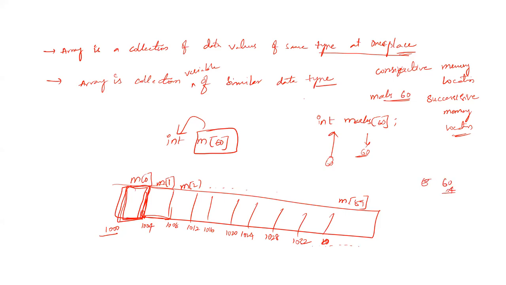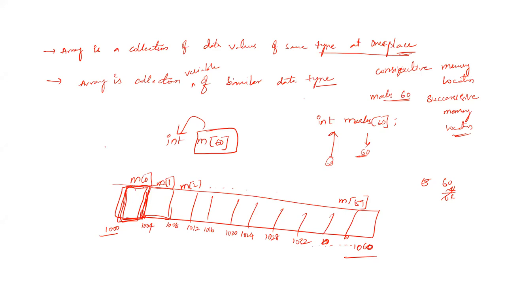60 into 4. So how much will that be? 240. Add that to 1000, so the last memory address is 1236, and the last address's starting value is 1236. Why? Because each integer takes 4 bytes. So each integer variable takes 4 bytes. This integer is taking 4 bytes, next integer taking 4 bytes, next 4 bytes, likewise.